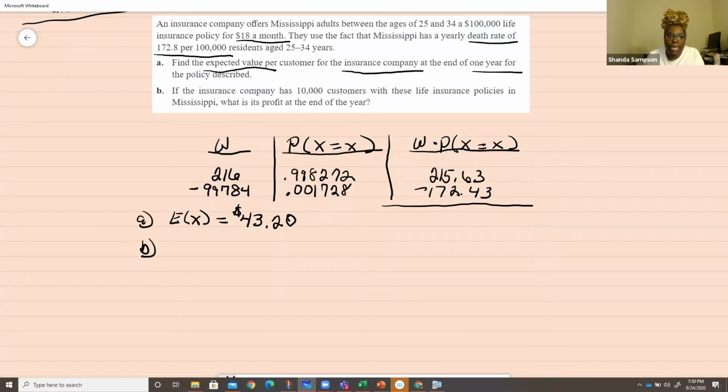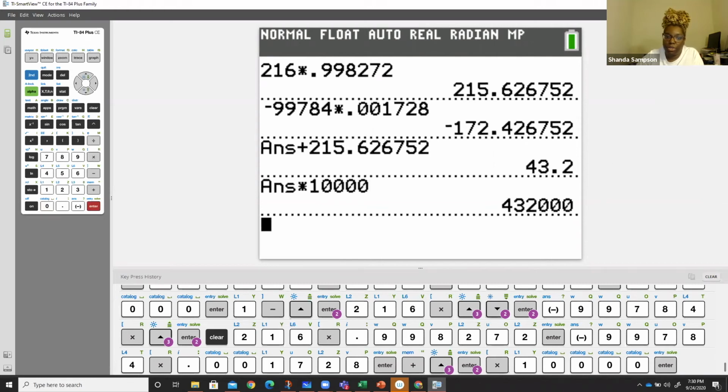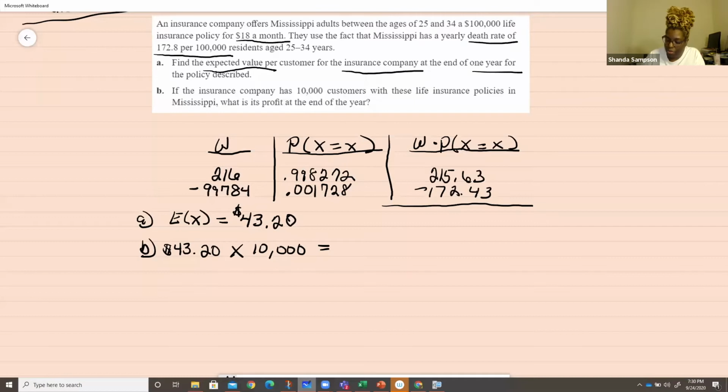Part B says, if the insurance company has 10,000 customers with these life insurance policies in Mississippi, what is the profit at the end of the year? So that's simply going to be just the $43.20 that they make on each customer times 10,000 customers, 432,000. So now you see why they can afford to give out those life insurance policies, because their expected value each year is in the positive. They get 10,000 people paying this much.